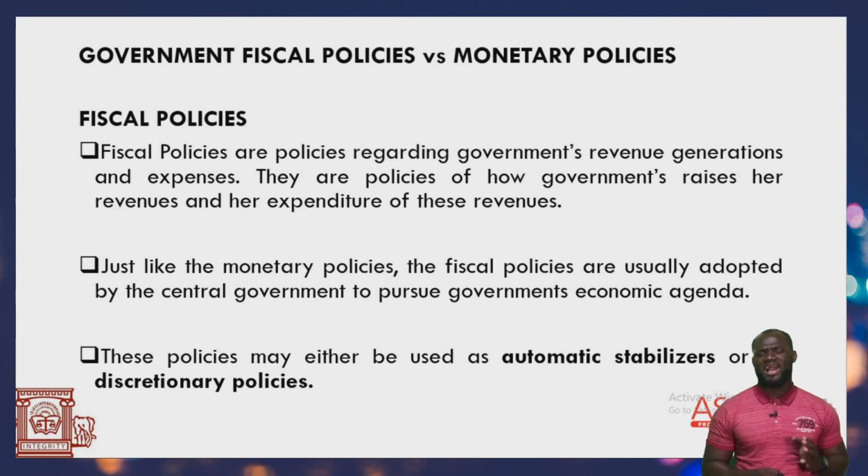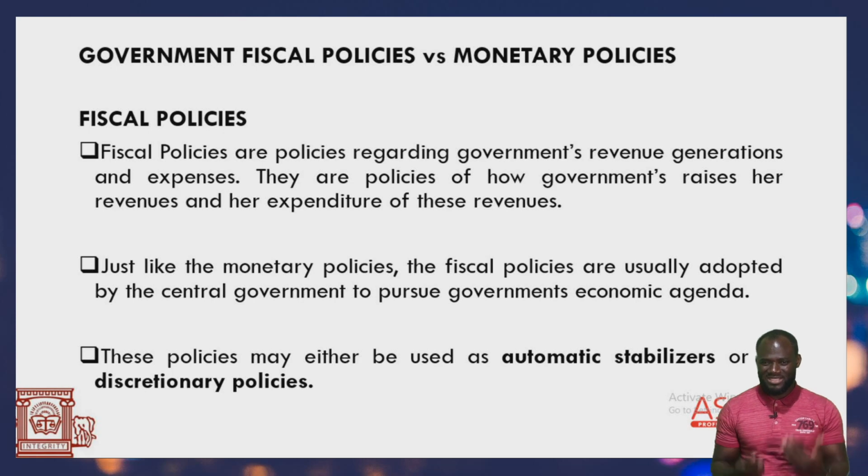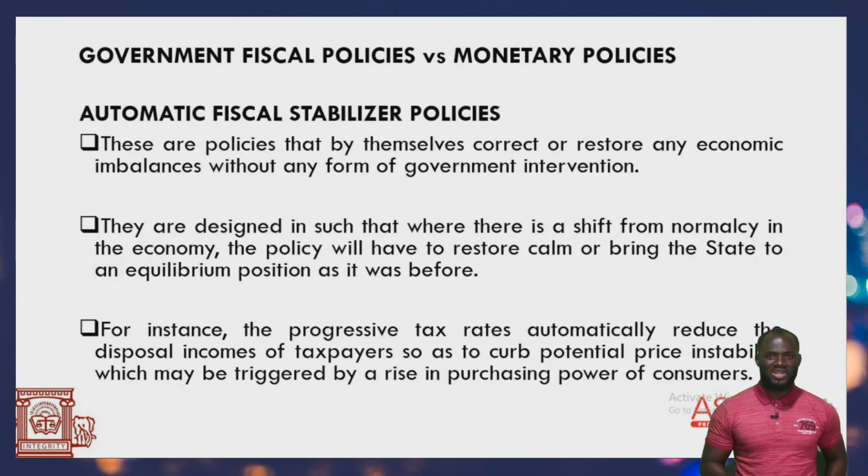So it means that we can have some part of the fiscal policy which are automatic, which adjust by themselves, and have those that require government intervention. So let's take a look at what each of them represent.